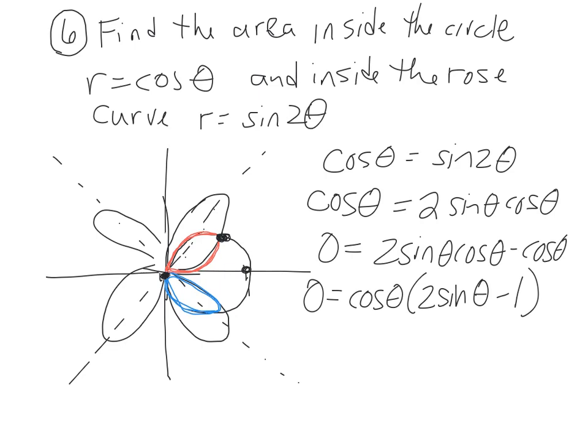And I'm going to set each factor equal to 0. So cosine of theta equals 0, 2 sine theta minus 1 equals 0. And solve. So take the inverse cosine on both sides of this one. Where is the cosine equal to 0? At what angle? So that's the x-coordinate. So that's going to be theta equals pi over 2.